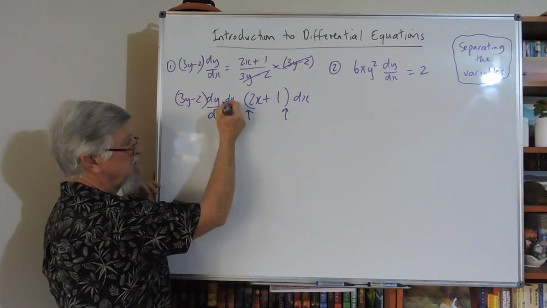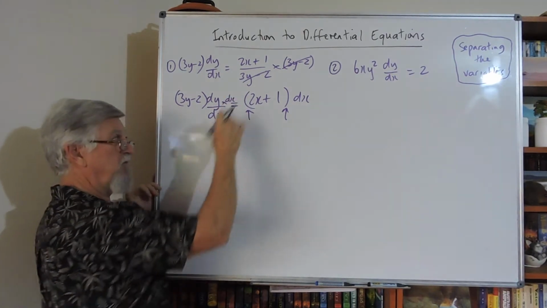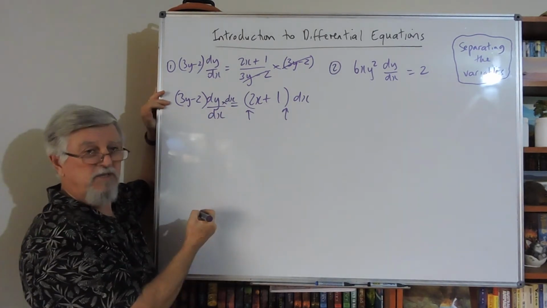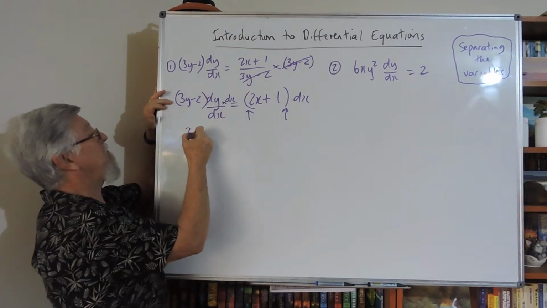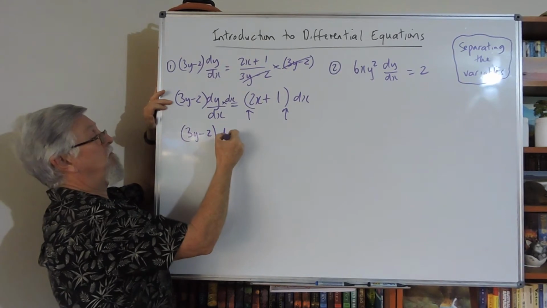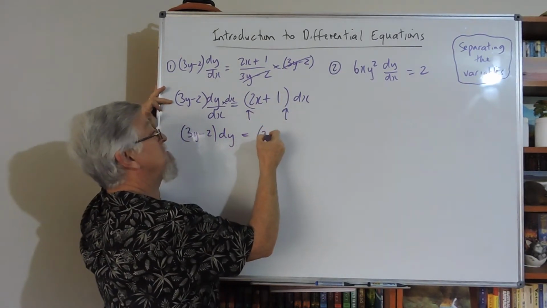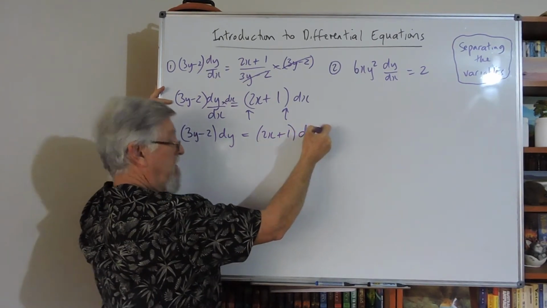So in some ways it's not good to say we can cancel those. We could have just moved the dx. But for practical purposes, a lot of people look at it as cancelling. So now I've got 3y minus 2 with a dy. So all the y's are written on the left hand side and all the x's are written on the right hand side. Now here's where it's nice.